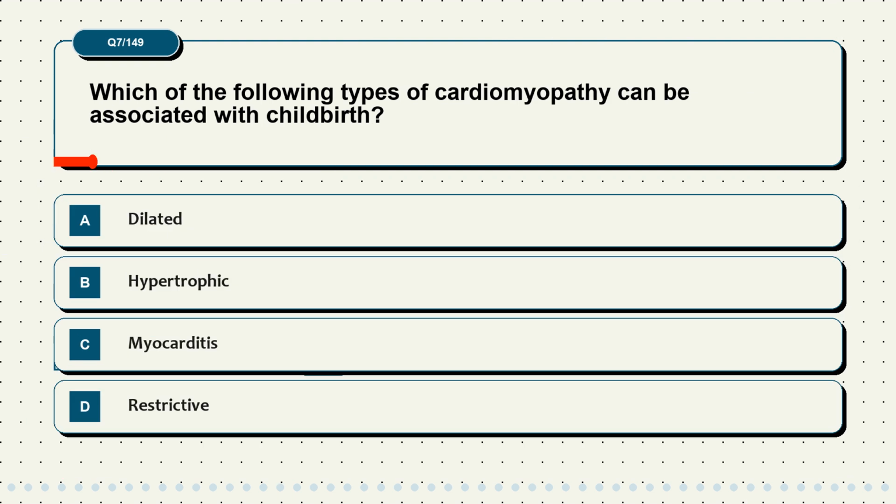Question 7. Which of the following types of cardiomyopathy can be associated with childbirth? Here are the options. Option A, dilated. Option B, hypertrophic. Option C, myocarditis. Option D, restrictive.